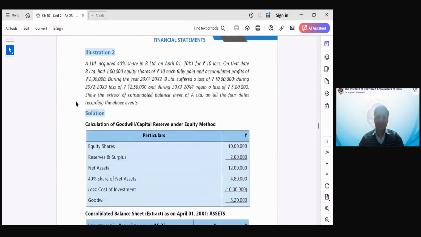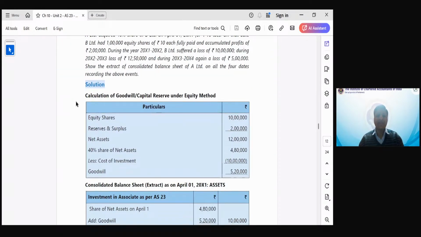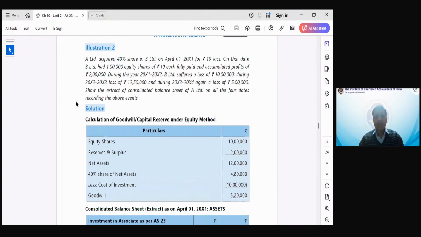Now, to begin with, what do we have? Equity shares plus reserves, that means the net assets, 12 lakhs. And the proportionate share of net assets is 4,80,000. What is the amount of purchase consideration? 10 lakhs. So that means the amount paid is in excess.